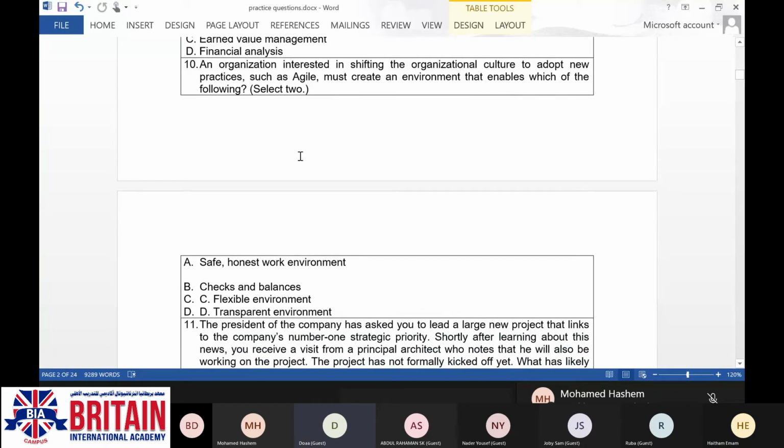An organization interested in shifting the organizational culture to adopt a new practice, such as Agile, must create an environment that enables which of the following: safe, honest work environment, checks and balance, flexible environment, transparent environment. First, it should be flexible as they are moving to Agile.